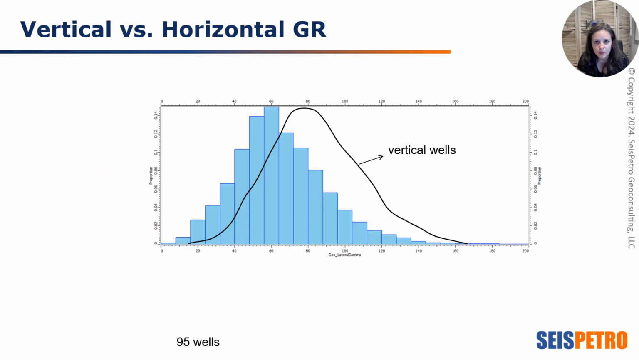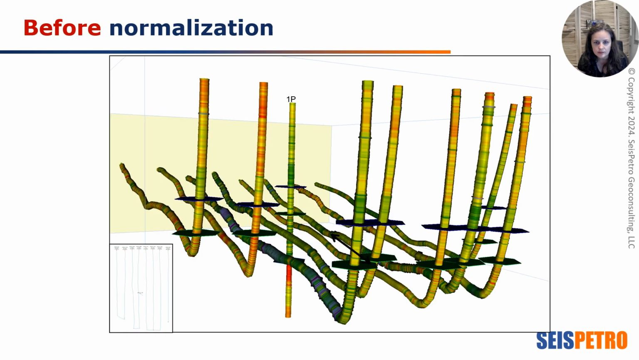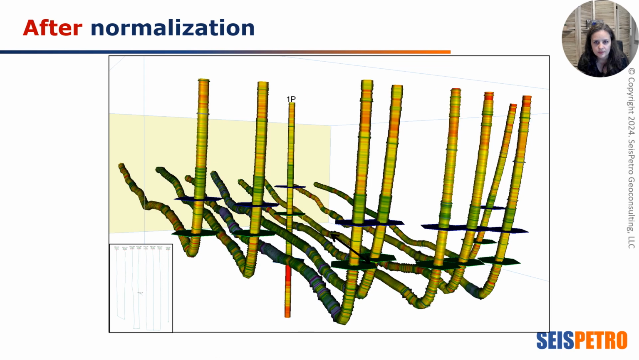So the first step in the workflow was to normalize the horizontal gamma ray data. Since the area of interest was not very large, we were able to normalize the gamma ray from horizontals using a histogram. It is important to note that if the area was large, the histogram technique should not be used, as there are geological variations that need to be respected. These are the horizontal wells in a certain section, together with the vertical well, before the normalization and after the normalization.